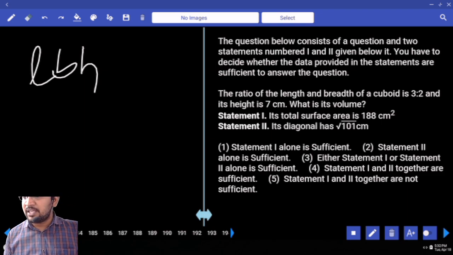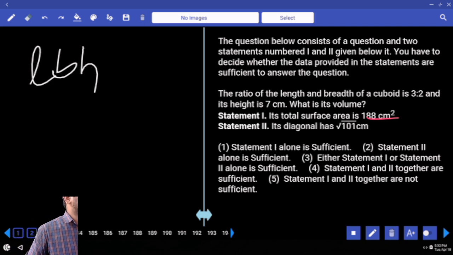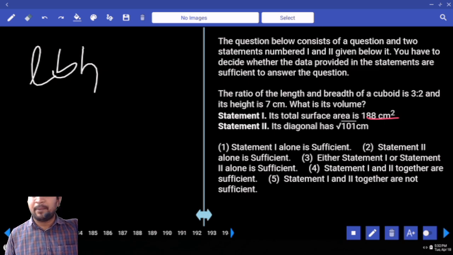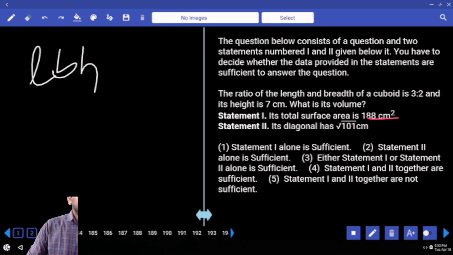Its total surface area is 188 square centimeters. Total surface area is nothing but 2 times (LB plus BH plus HL). We know the total parts, and if you equate that to 188, you will get the value of 1 part. Once you get the value of 1 part, you can find the values of 3 parts and 2 parts. We already know H. Once we know L, B and H, if you substitute them here, you will get L into B into H. Only statement 1 is sufficient to say the answer.